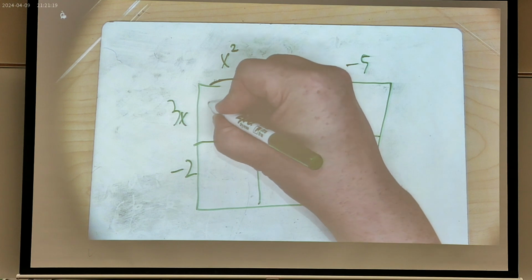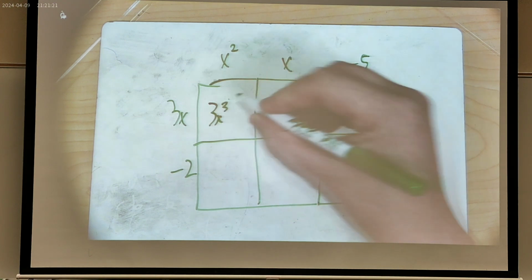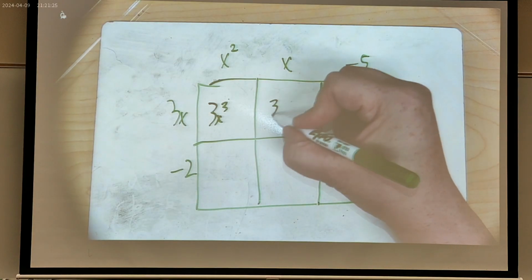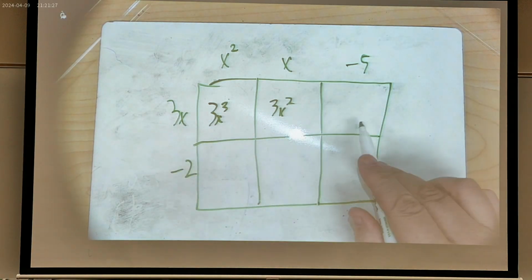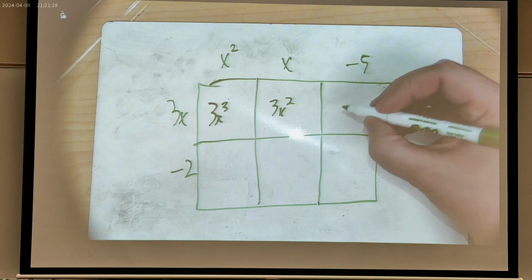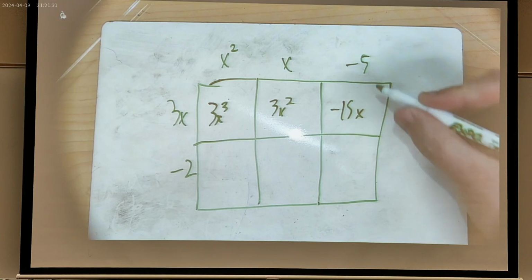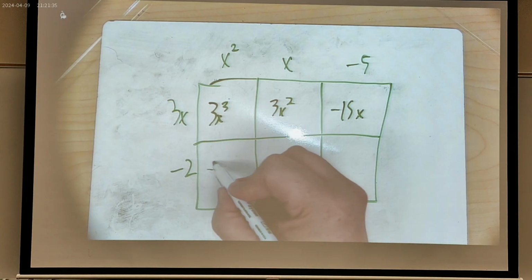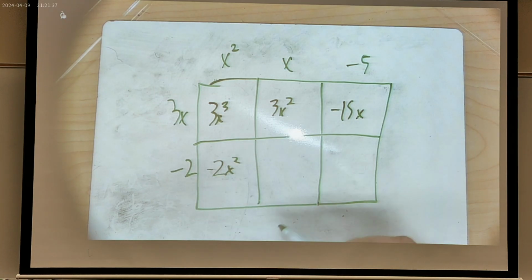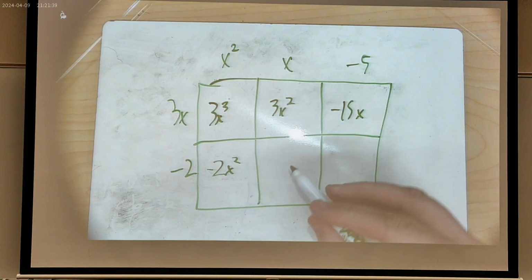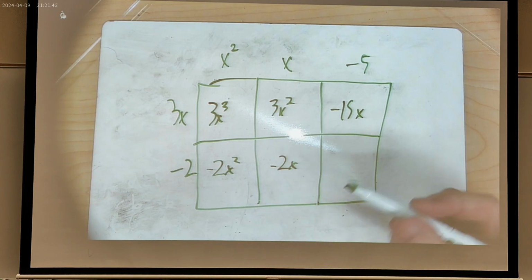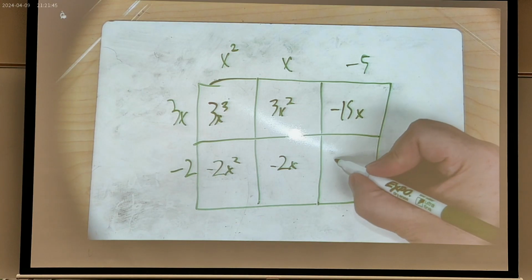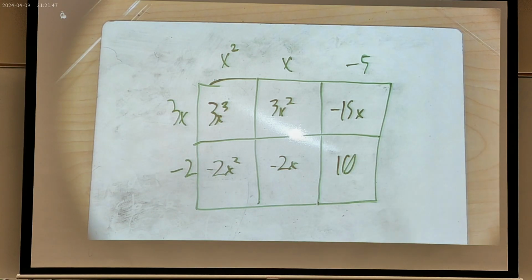So that's 3x to the third. Then 3x times x is 3x squared. 3x times negative 5 is going to give me negative 15x. All right, negative 2 times x squared, negative 2x squared. Next, negative 2 times x, negative 2x. All right, pretty straightforward. Then finally, negative 2 times negative 5 is positive 10.